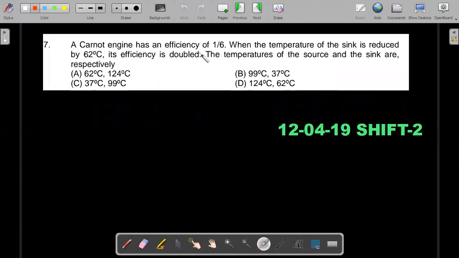A Carnot engine has an efficiency of 1 by 6. When the temperature of sink is reduced by 62 degrees centigrade, its efficiency is doubled. The temperatures of source and sink are respectively. Okay, right. So give it a try.